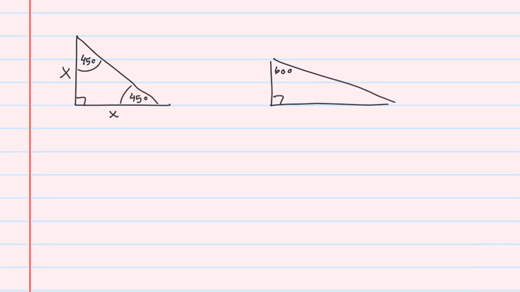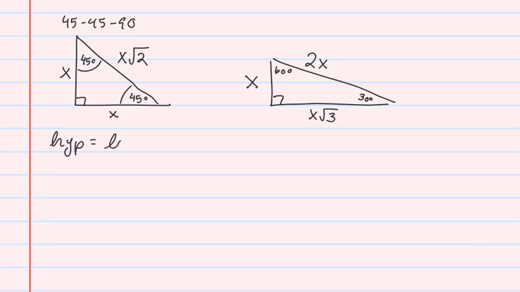Whatever the leg length is, take that times radical 2, and that's the length of your hypotenuse. And in a 30-60-90 right triangle, you have the short leg, and if you multiply that by radical 3, you get the longer leg, and if you multiply the short leg by 2, you get the hypotenuse. So for a 45-45-90, this is one equation you need to know: leg times radical 2. And for a 30-60-90, these are the 2 equations you need to know.